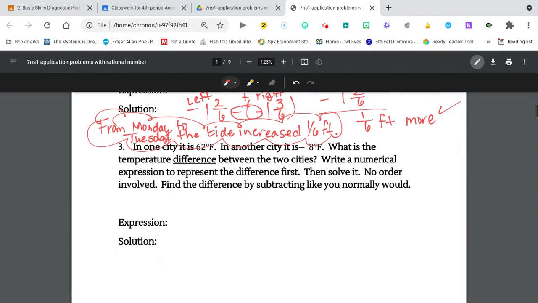All right, 3, it says in one city it is 62 degrees Fahrenheit. In another city it is -8 degrees Fahrenheit. Let me erase this so you can see. What is the temperature difference between the two cities? Okay, so basically this is regular difference. So before I taught you difference that involved order, if you don't know where you start from and where you go to, then it's just regular difference. For regular difference, you always put the highest number on top.